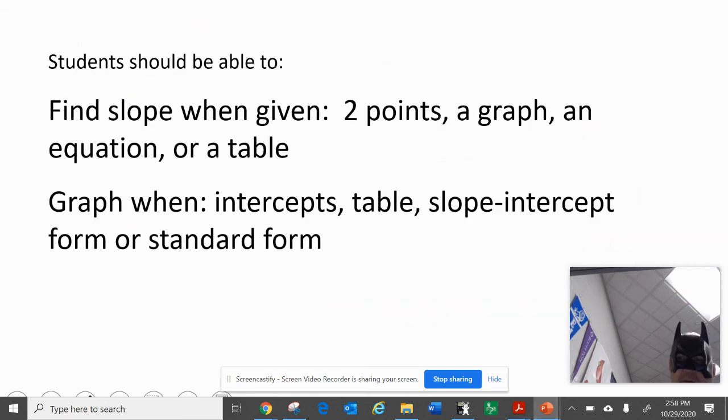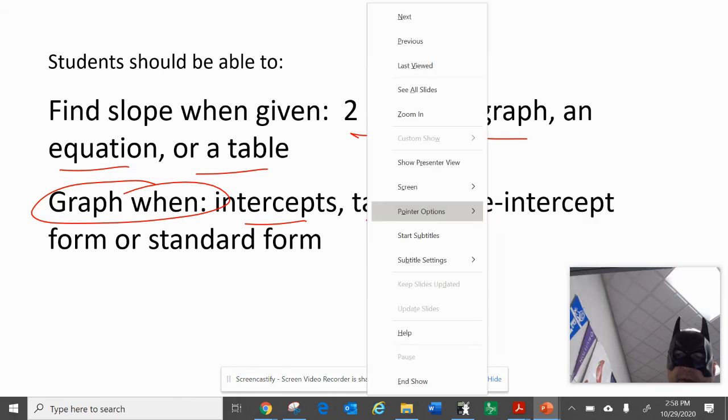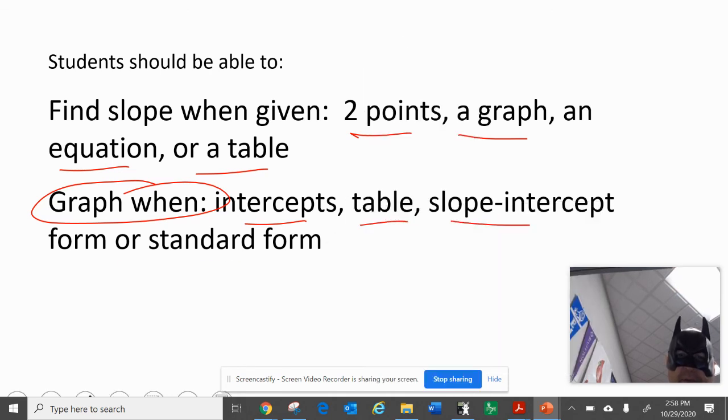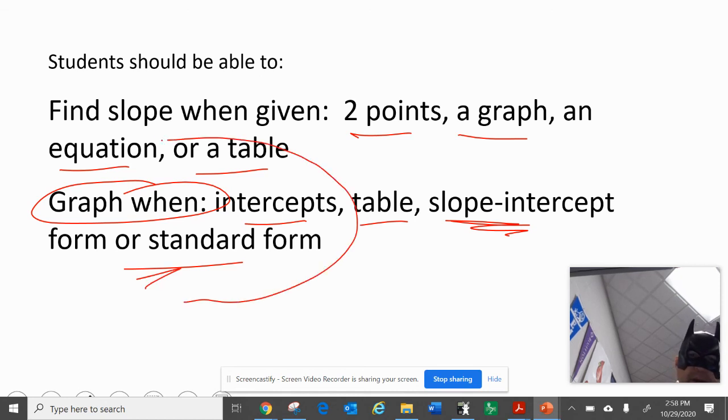So at this point, you know how to find slope when you're given 2 points, when you're given a graph, when you're given an equation in either form, or a table. And also how to graph when you're given intercepts. You can do it from a table, slope-intercept form, and standard form. Obviously, if you know how to use these two, that helps you back here. Okay, so that's our slope and linear equations combination.